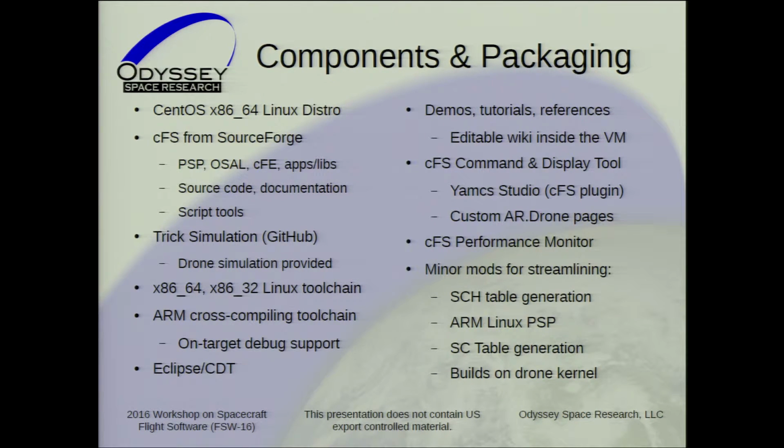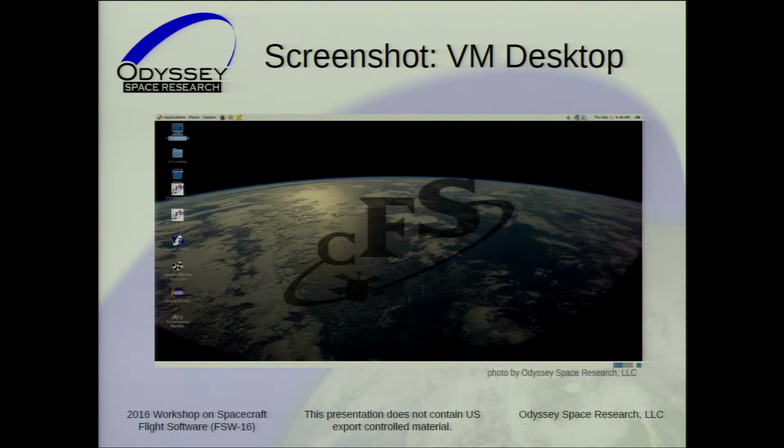And we made some minor mods for streamlining things. Schedule table generation, the script is already there, but there are a couple of small missing pieces. We filled those in. We changed the PC Linux PSP to ARM Linux PSP, and all that was some compiler flag changes. Added a little bit of extra functionality for generating SC tables, and a minor change for the MQs to build on the drone kernel. This is using the CFE 6.5.0 release, which is currently out on SourceForge, so that's the same thing.